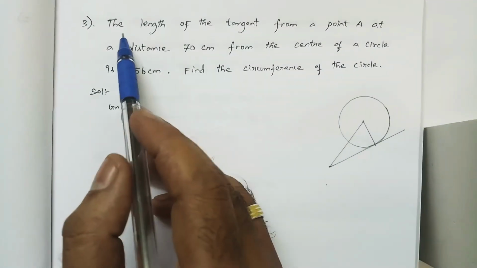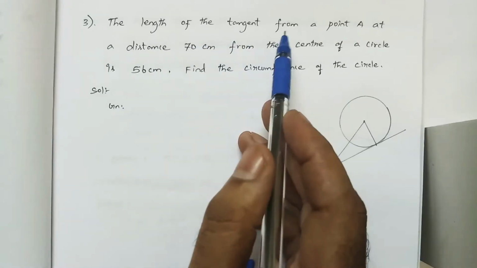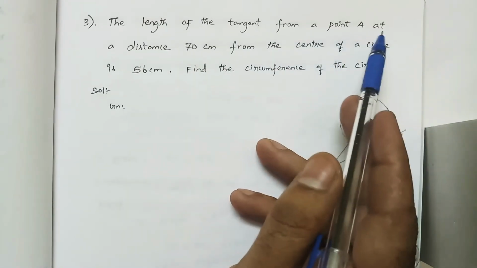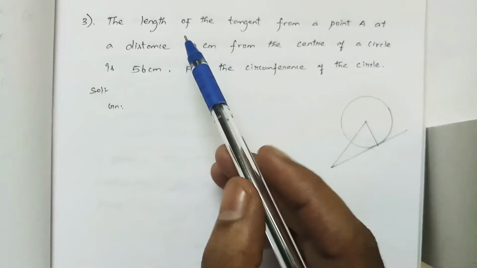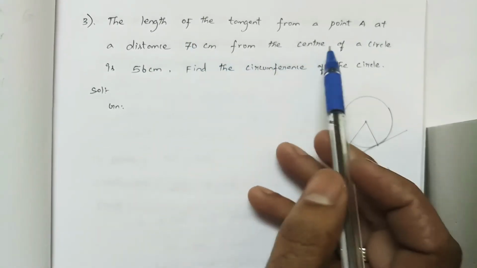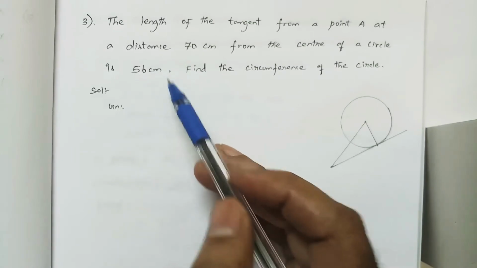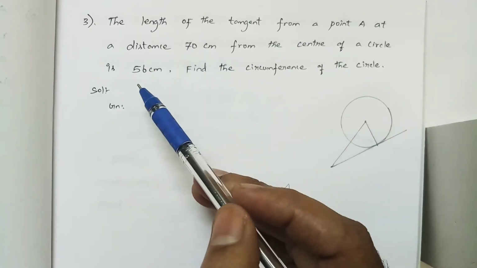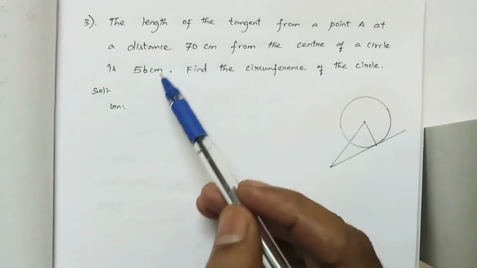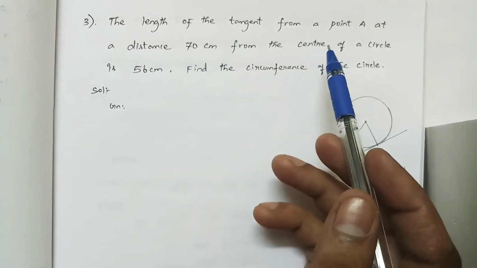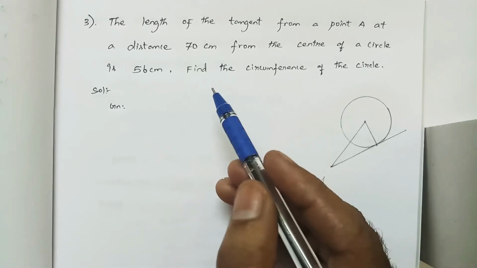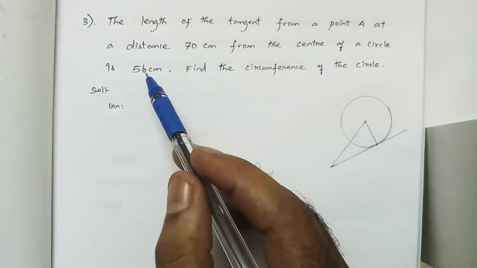So number 3: the length of the tangent from a point A at a distance 70 centimeter from the center of a circle is 56 centimeter. We are having two measurements, 70 centimeter and 56 centimeter. So which will be the tangent and which will be the distance between the center point and the external point? 56 or 70 centimeter?